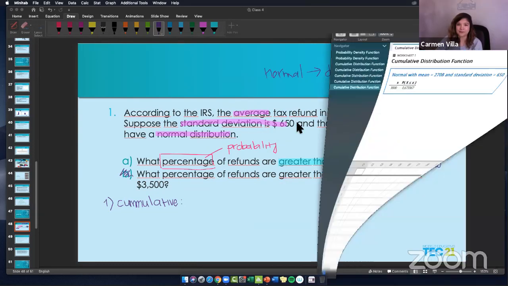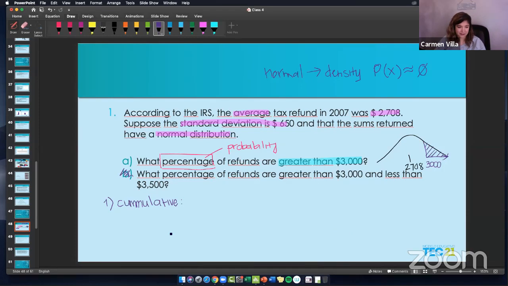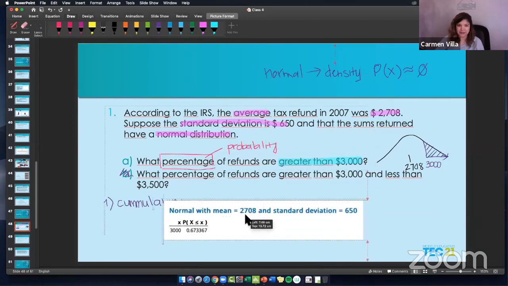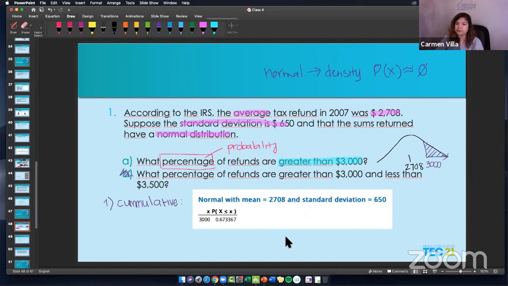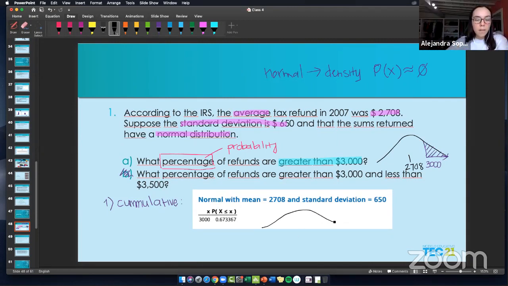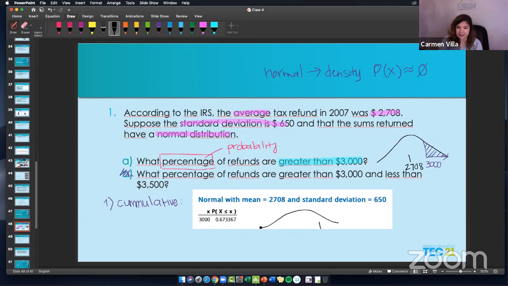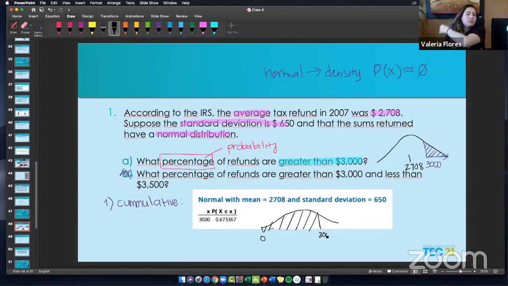So now let's go to the interesting part, that is making this information match. We want greater than $3,000, but in here we have the probability for 3,000. Remember this 3,000? Where does it discount it from? From 0 to 3,000. From 0, exactly, from 0 all the way to 3,000. Exactly, because what we want is this part.